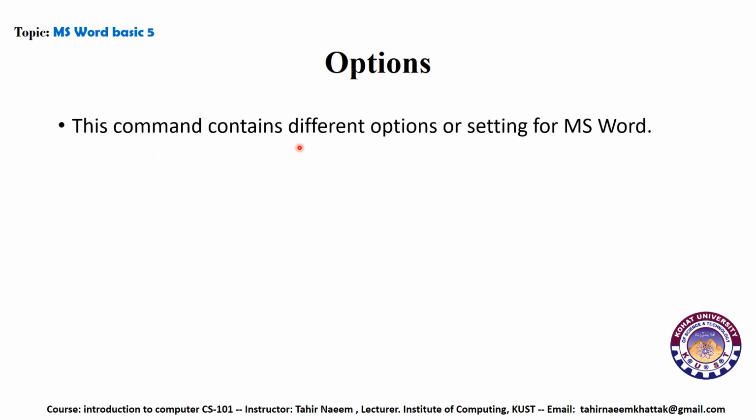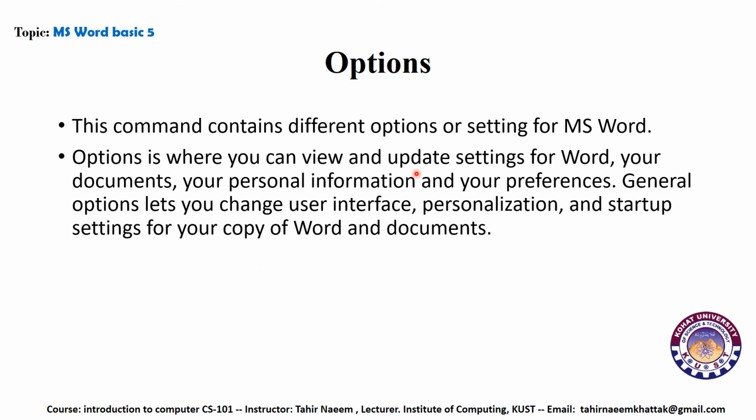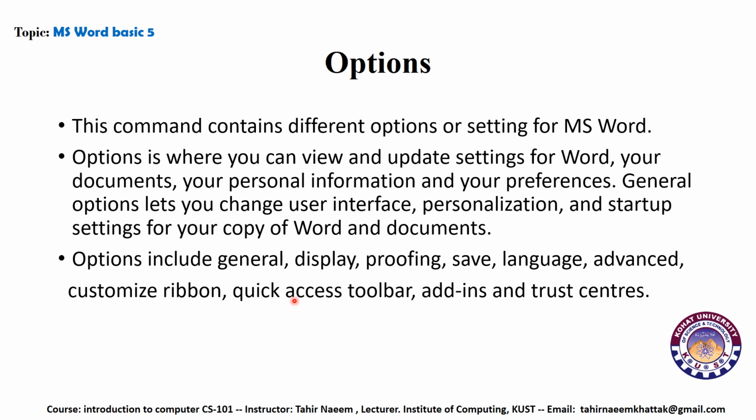Options. This command contains different options or settings for MS Word. Options is where you can view and update settings for Word, your document, your personal information or your preferences. General options let you change the user interface, personalization, and startup settings for your copy of Word and documents. Options include General, Display, Proofing, Save, Language, Advanced, Customize Ribbon, Quick Access Toolbar, Add-ins and Trust Center.